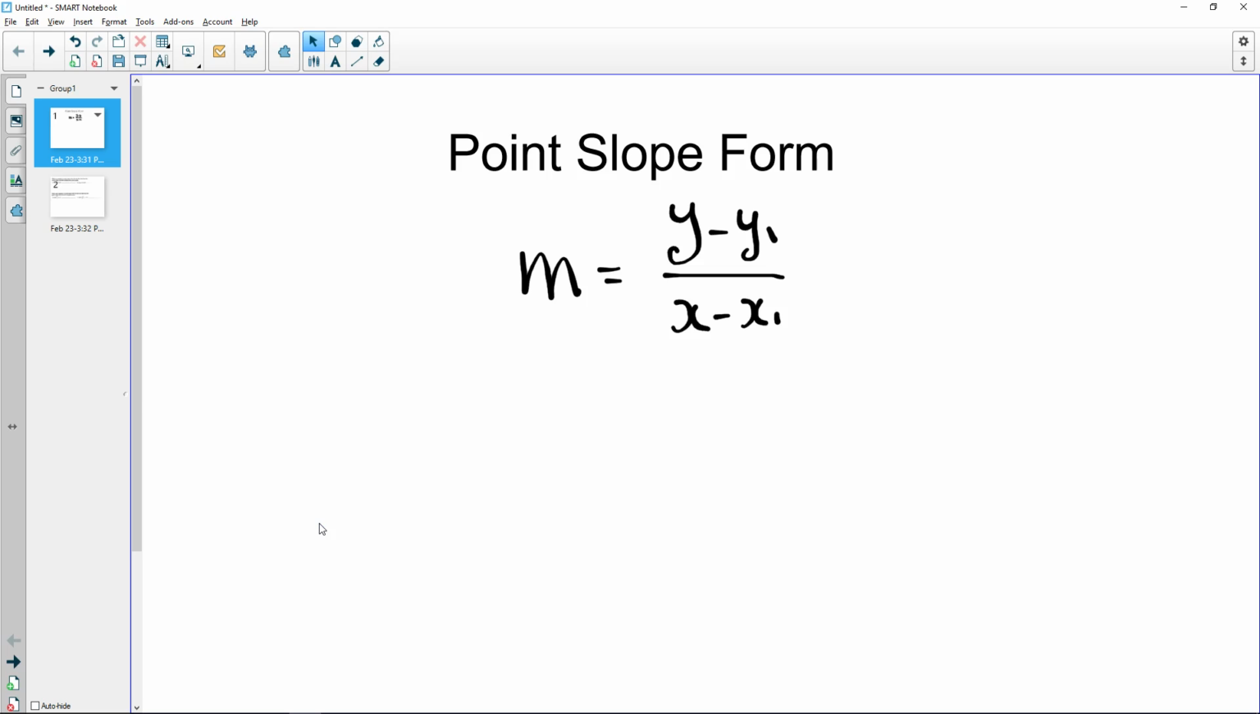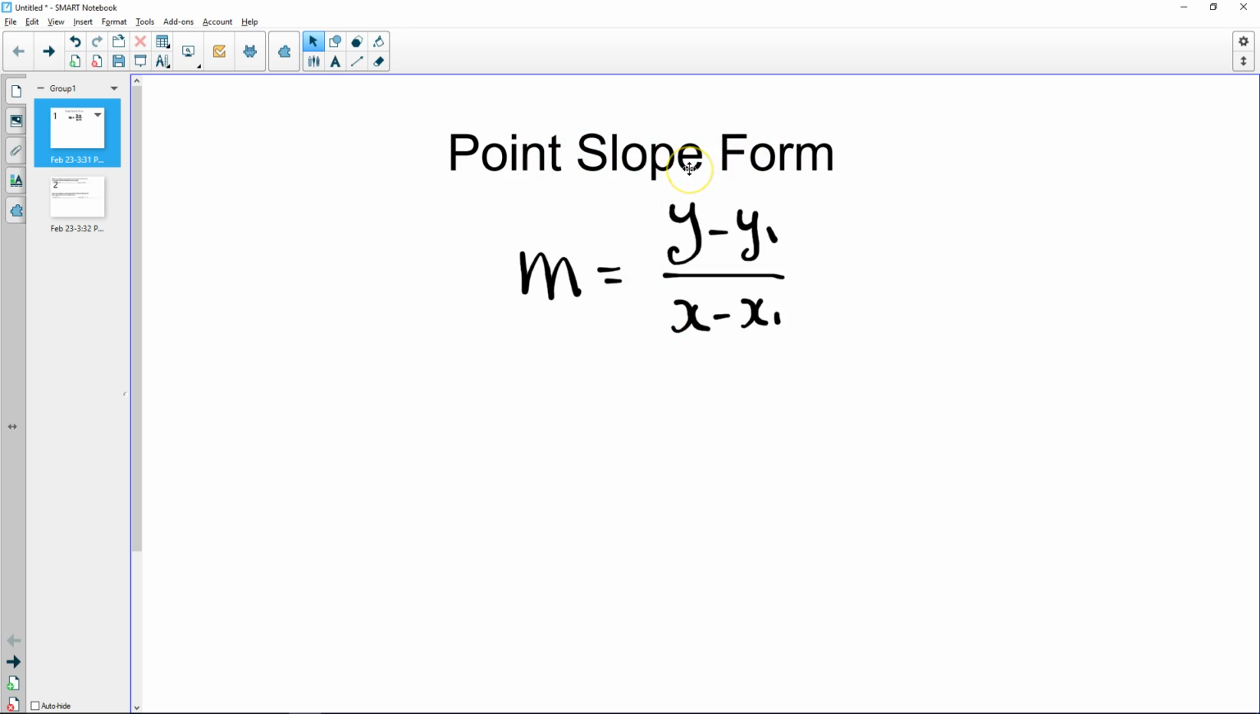I also may do another video about the special cases with the vertical line and horizontal line. So maybe 4 more videos to come, but I'm happy that this will be the end. Okay, so point slope form.